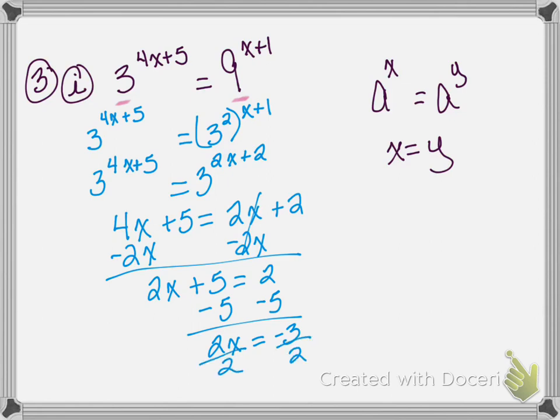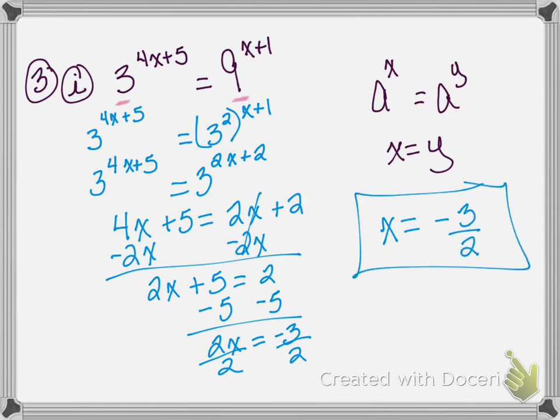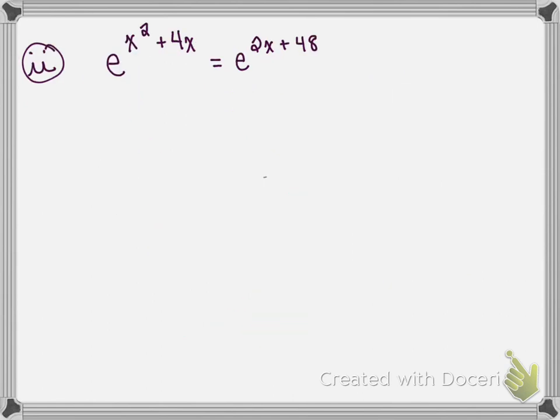And I get x equals negative 3 over 2. Okay, and you do want to go back and check that. It's always a good idea to go back and check. I'm not going to do that just to save us some time, but you plug negative 3 over 2 back in for x, and you make sure it all works out. Okay, so now let's do the next one.